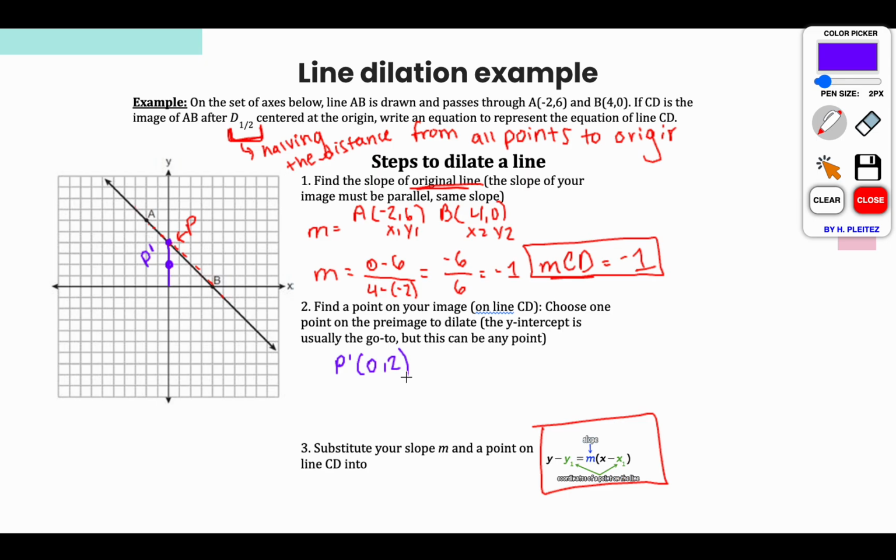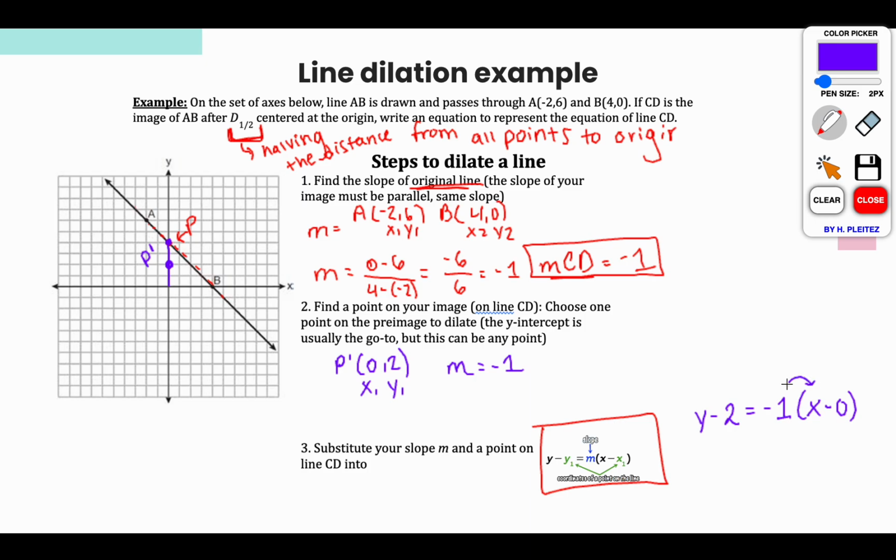So not only now do we have the slope, but we also have a point on that line, right? So we know that our m is equal to -1, and the point on line CD is 0, 2. So now all we need to do is substitute that into our point slope form. So y minus our y1 gives us y minus 2 equals our slope, which is -1 times x, minus our x1, which is 0.